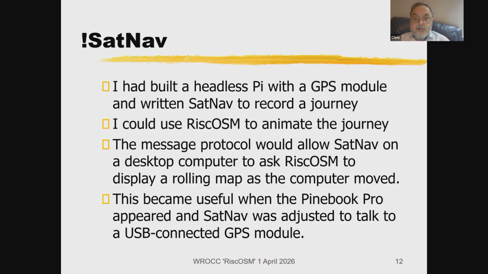And then, having recorded the journey from A to B, I could use RiscOSM to analyze it and display it and do all sorts of things with it. And if there was a monitor connected to this headless Pi, it would have shown where I was going on a map at the time. So it only really became useful when the Pinebook Pro appeared, and I adjusted SatNav to talk to a USB connected GPS module.